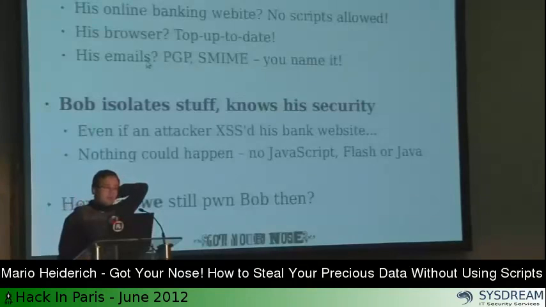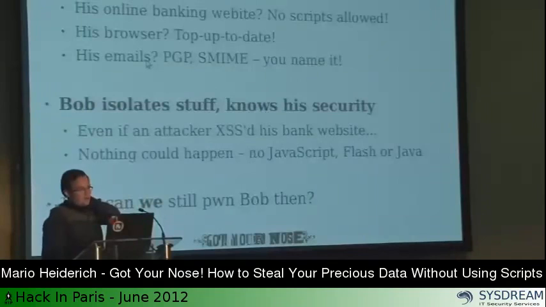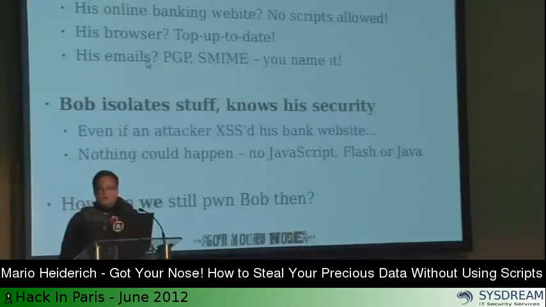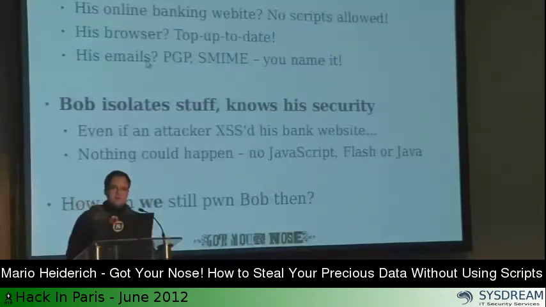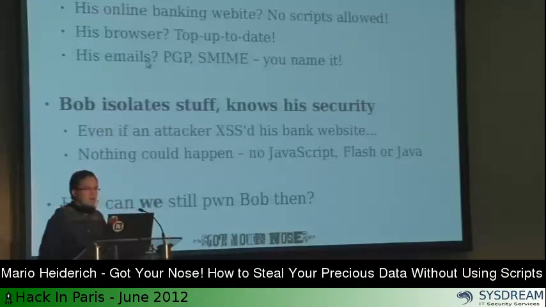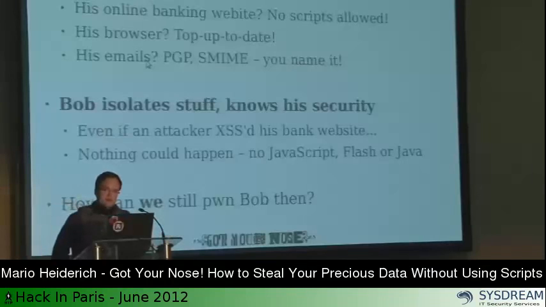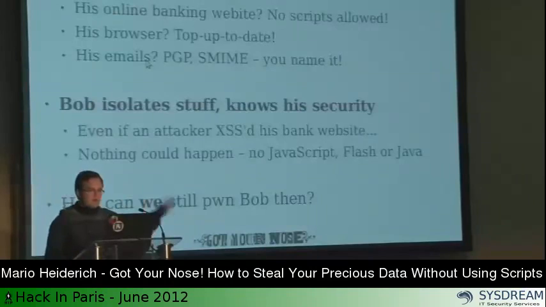And Bob is a super security-aware guy. He could even be in this audience. Maybe he's here somewhere. Bob has an online banking website, uses NoScript, a top up-to-date Firefox, super secure. Everything's working: his emails, PGP, S/MIME, whatever his customers want, crypto, he has it figured out. And Bob is even smarter, he isolates stuff. He has VMs running, he knows his security, he reads blogs about security.